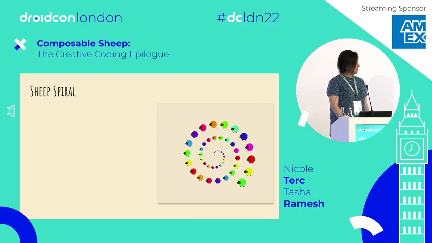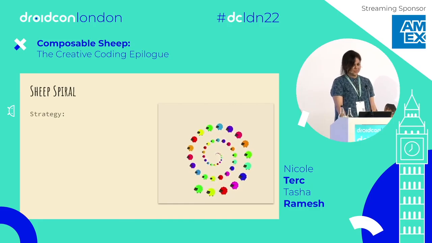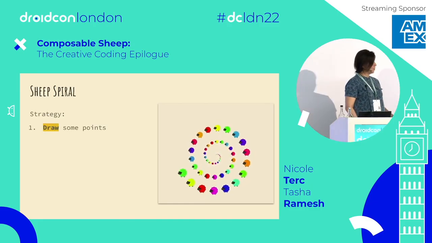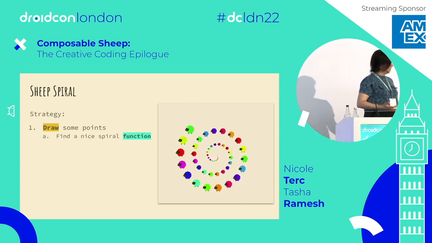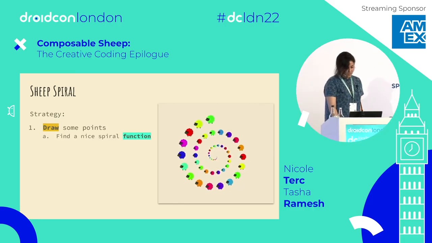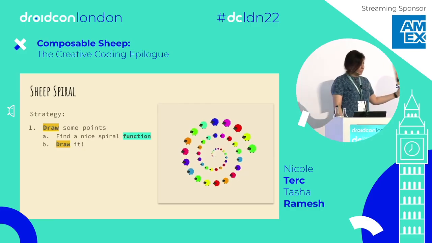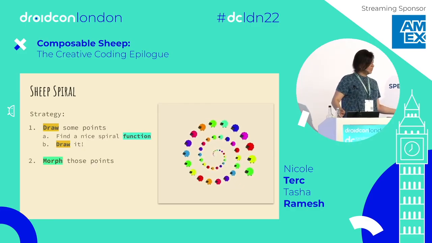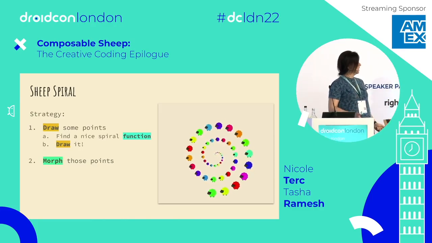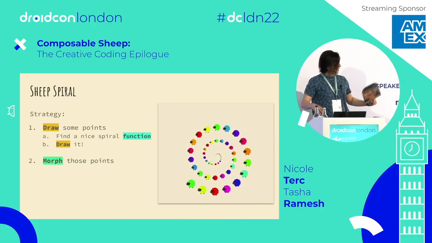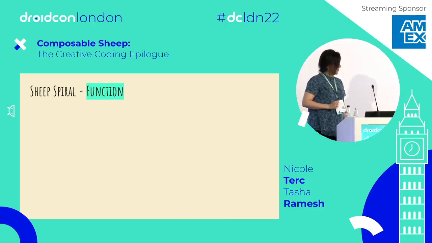And for that, let's go over our strategy again. As you may have remembered from the first section of this talk, the first step is to draw some points in place. In order to draw them, we're going to need to find a nice spiral function for that, right? Once we have this nice function, we're just going to draw it, and we have the spiral in place. After the spiral is in place, then we're just going to go crazy and start morphing things to see what we can do that makes this spiral look a bit more interesting. And just doing that, you're already dipping your feet into creative coding, folks. Congratulations. Anyway, let's go step by step.